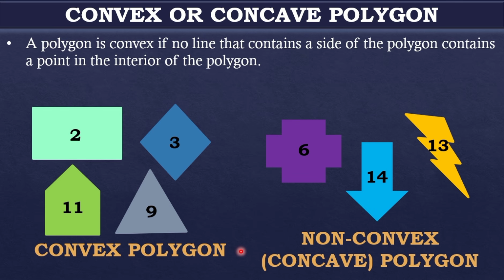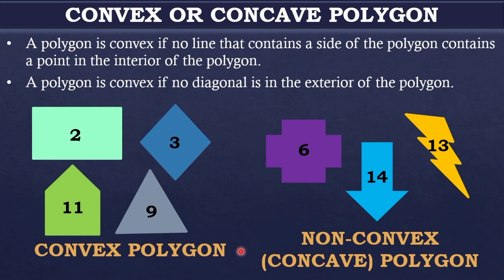Okay, so let's start with the first definition. A polygon is convex if no line that contains a side of the polygon contains a point in the interior of the polygon. And the other one, a polygon is convex if no diagonal is in the exterior of the polygon. So, gagawin po natin itong 2. Let's have the first one.